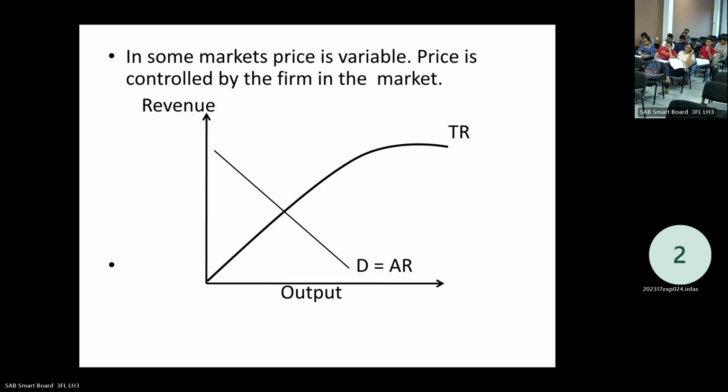So for firms, we take the firm's demand curve. In such markets, it is the normal demand curve, going from left to right. Earlier we saw the perfectly elastic demand curve in the perfectly competitive market, since the price is fixed. But in an imperfect market, it is different.